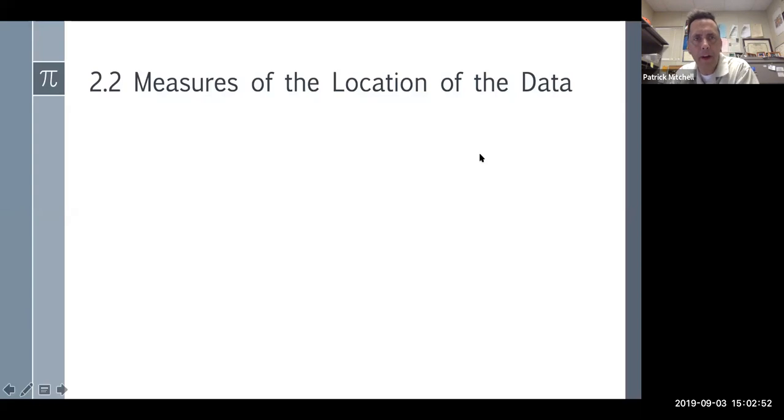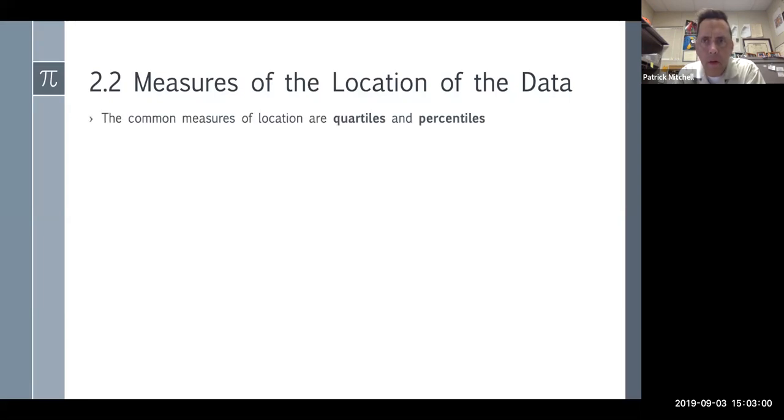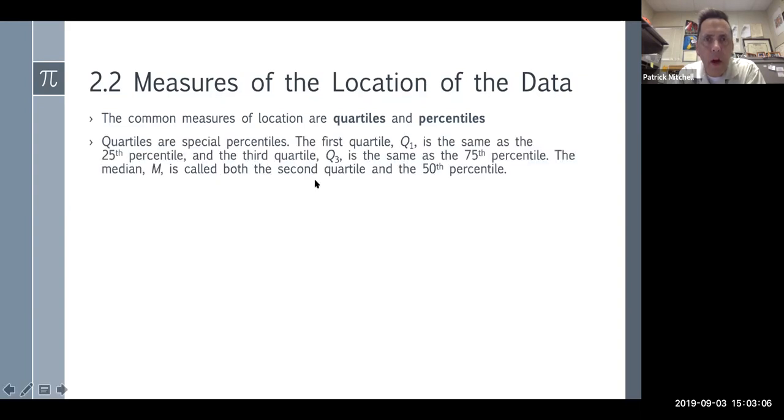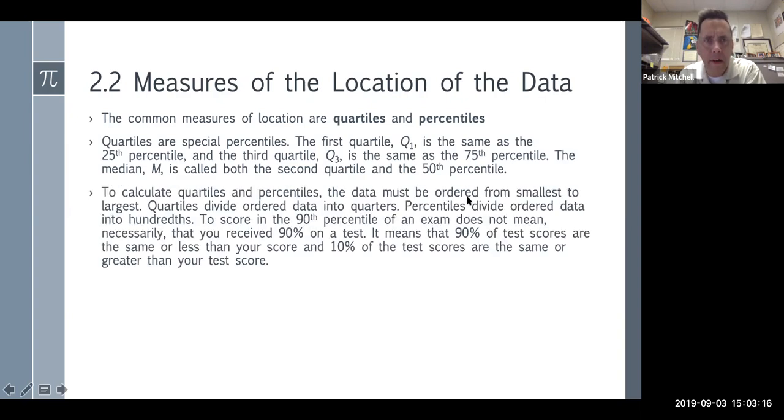All right, that brings us to the next section, 2.2, measures of the location of the data. In this section, we're talking about quartiles and percentiles. Well, let's talk about percentiles first. I think it makes more sense to talk about quartiles once you know what a percentile is.